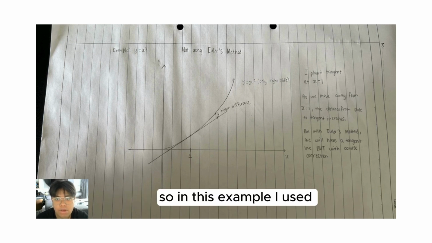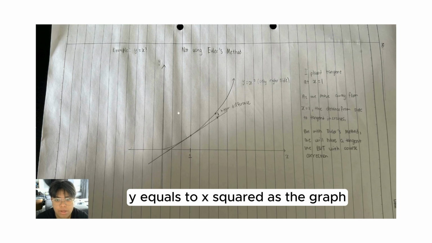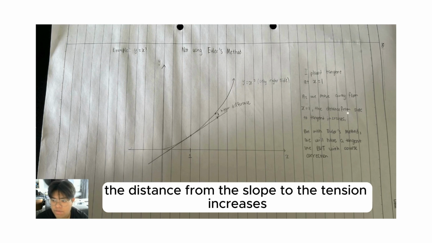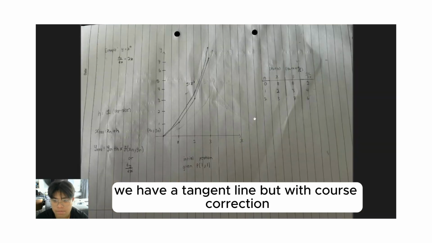So in this example I used y equals x squared as the graph, and I placed the tangent at x equals 1. As you move away from x equals 1, the distance from the slope to the tangent increases, but with Euler's method we have a tangent line but with course correction.